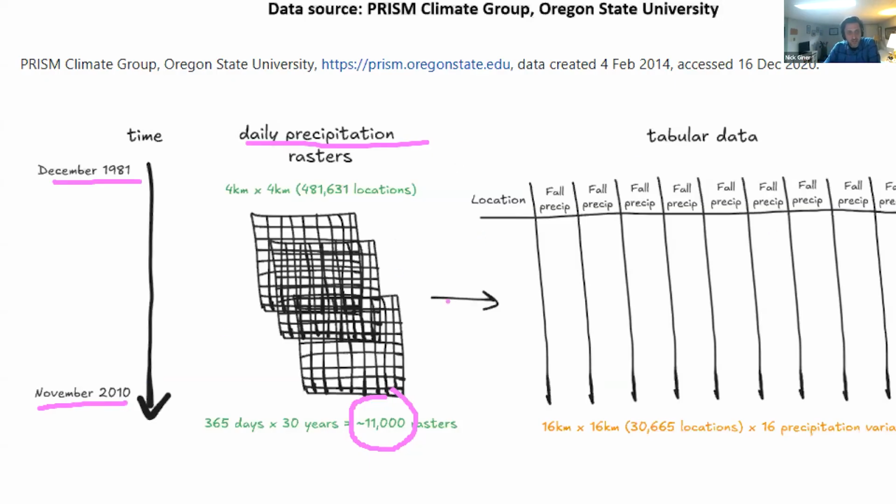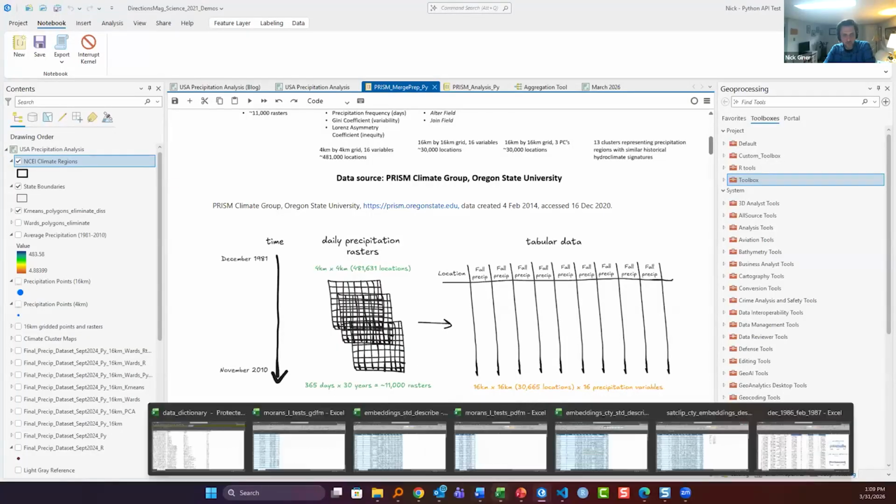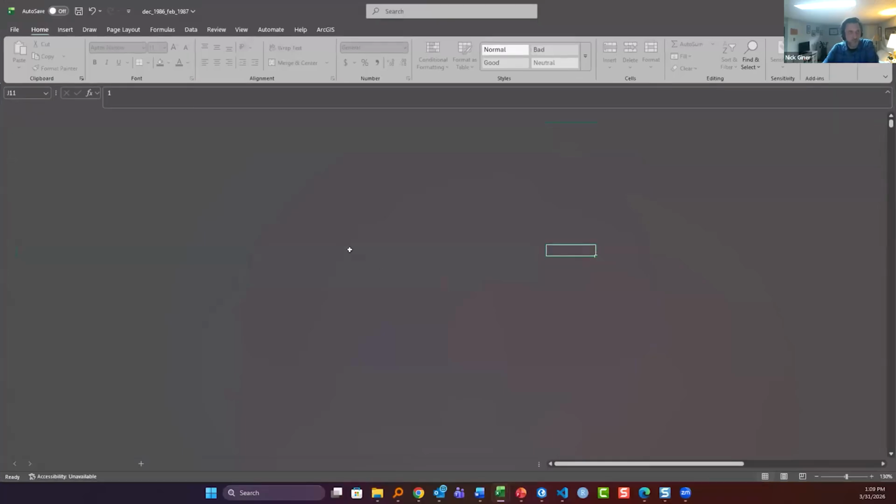And the goal is to end up with a data set that's a table where we have locations in the US, and each one of those locations has about 16 different precipitation variables. So like the average fall precipitation, the average spring precipitation, et cetera, et cetera. So I'm going to start off by showing you what one of these data sets looks like.